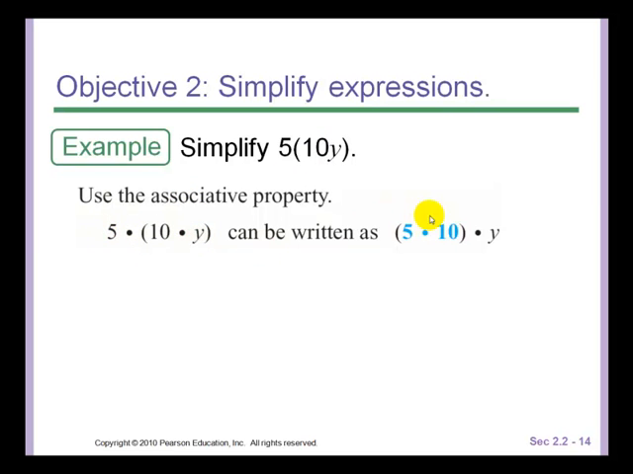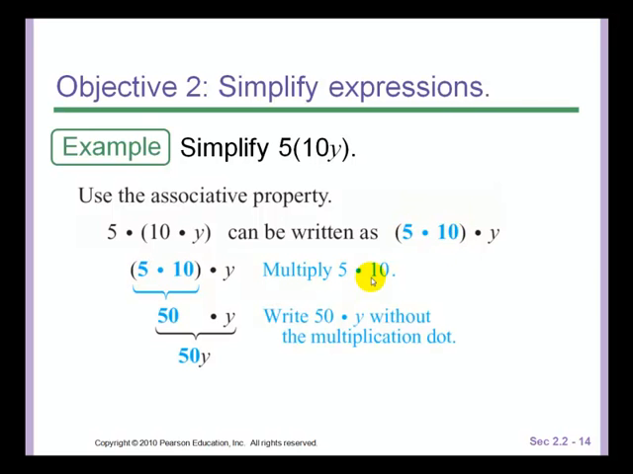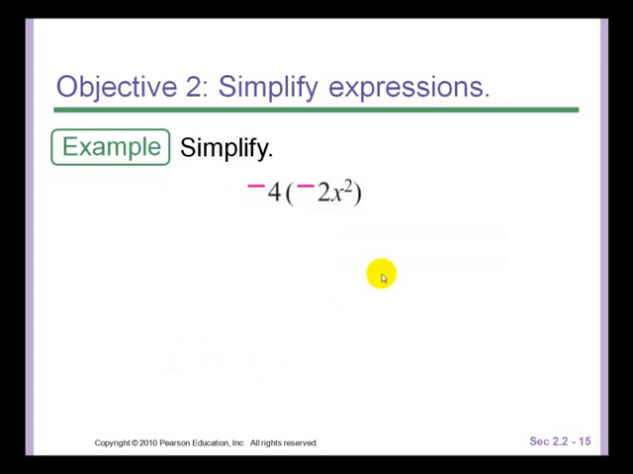So we can choose to do the 5 and the 10 first. 5 times 10 would be 50y. Therefore, 5(10y) is the same as just saying 50y. Again, I do not expect you to go through these steps. This is just illustrating why this process works.